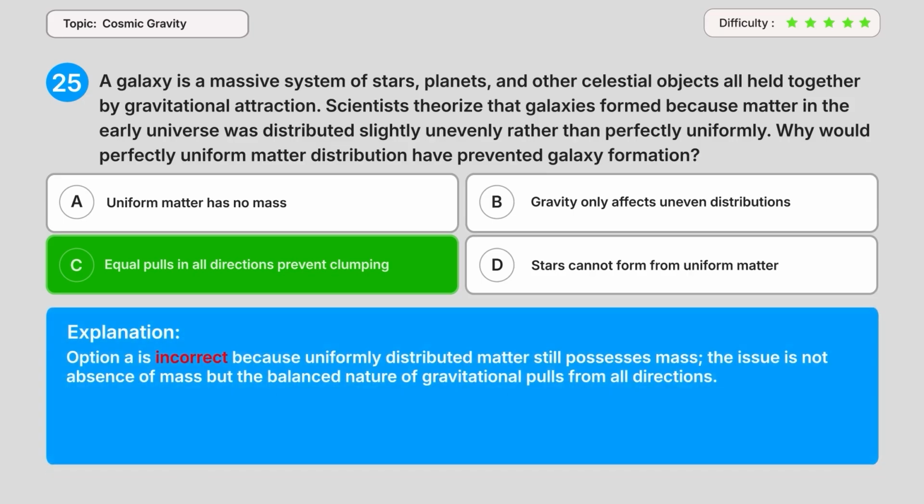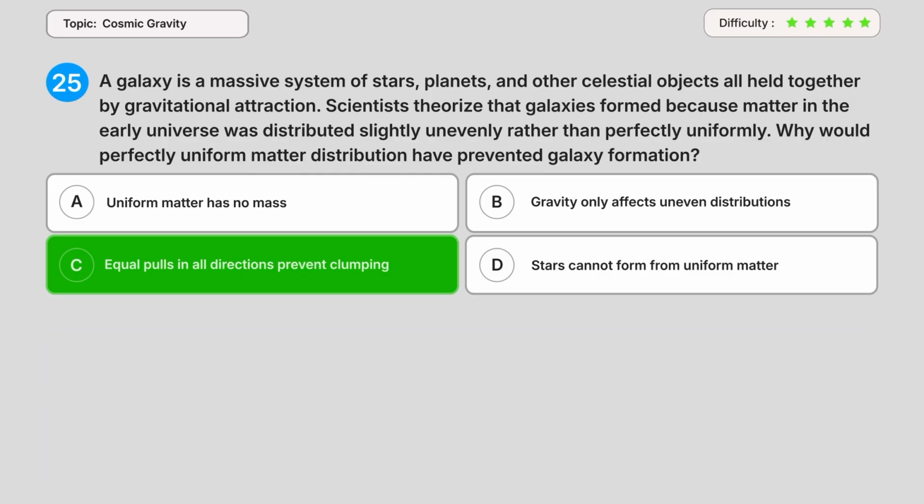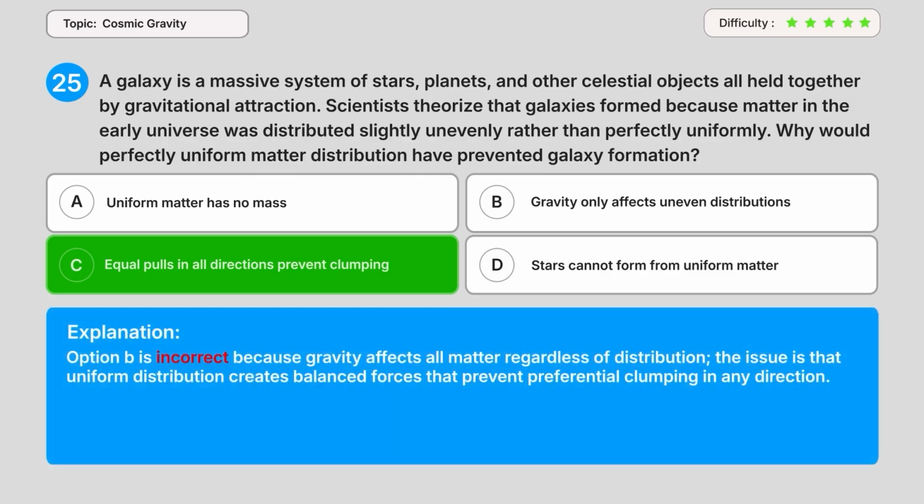Option A is incorrect because uniformly distributed matter still possesses mass. The issue is not absence of mass, but the balanced nature of gravitational pulls from all directions. Option B is incorrect because gravity affects all matter, regardless of distribution. The issue is that uniform distribution creates balanced forces that prevent preferential clumping in any direction.